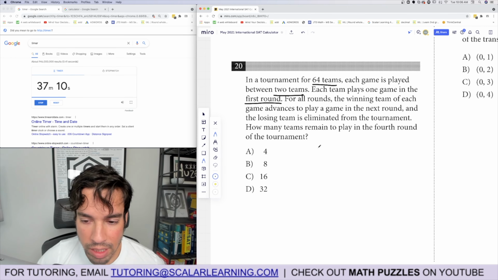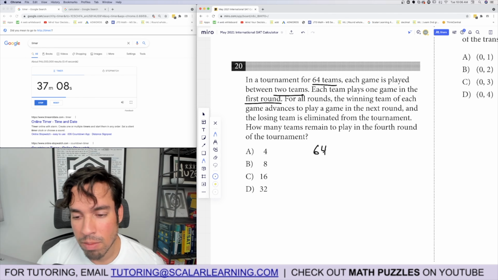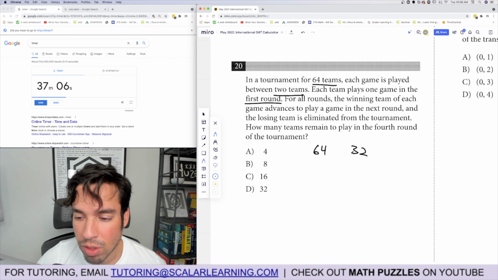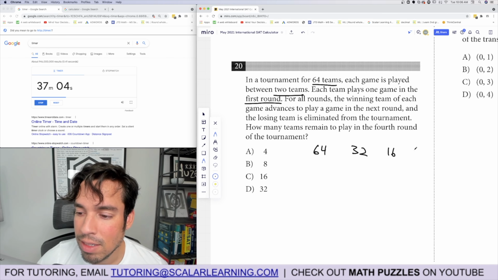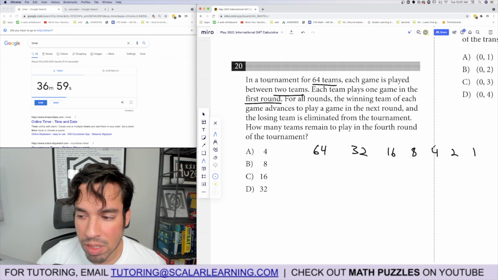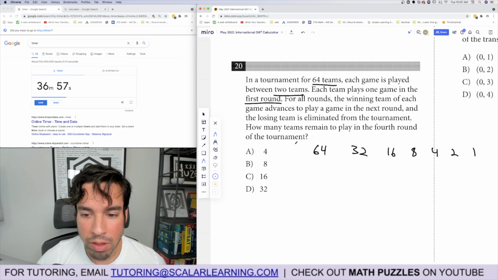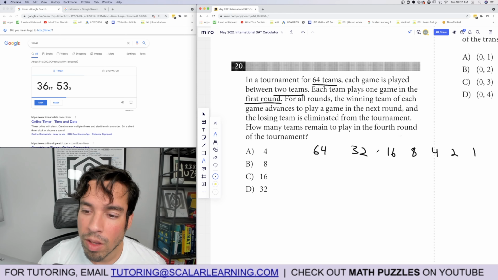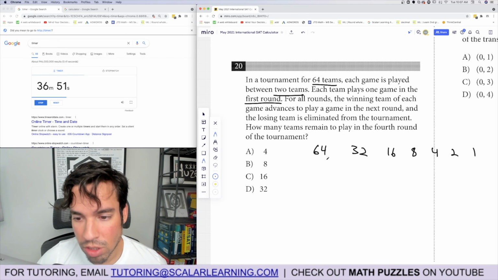If there's 64 teams, first there's 64, then half of those people will be winners. The next round will be 32. Half of those will be 16, then 8, then 4, then 2, then 1. You know what I'm saying? Until we have the final winner. Okay, how many teams remain to play in the 4th round? Okay, looks like 8. But let's just double check.